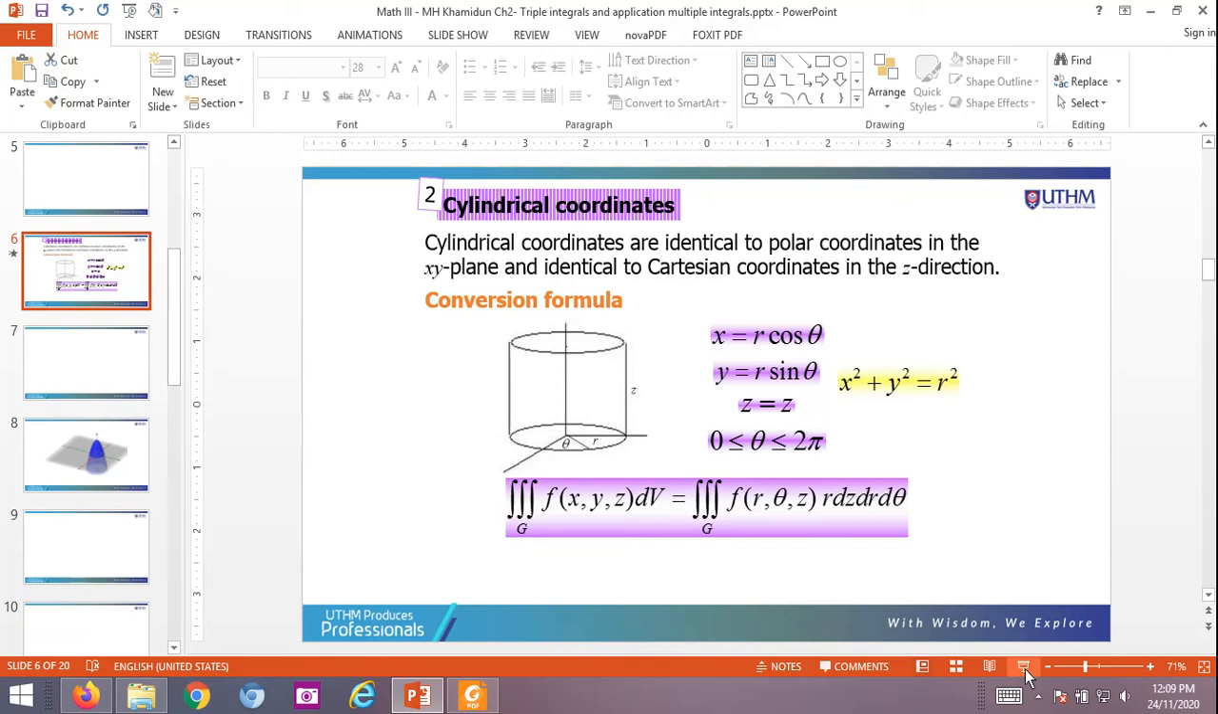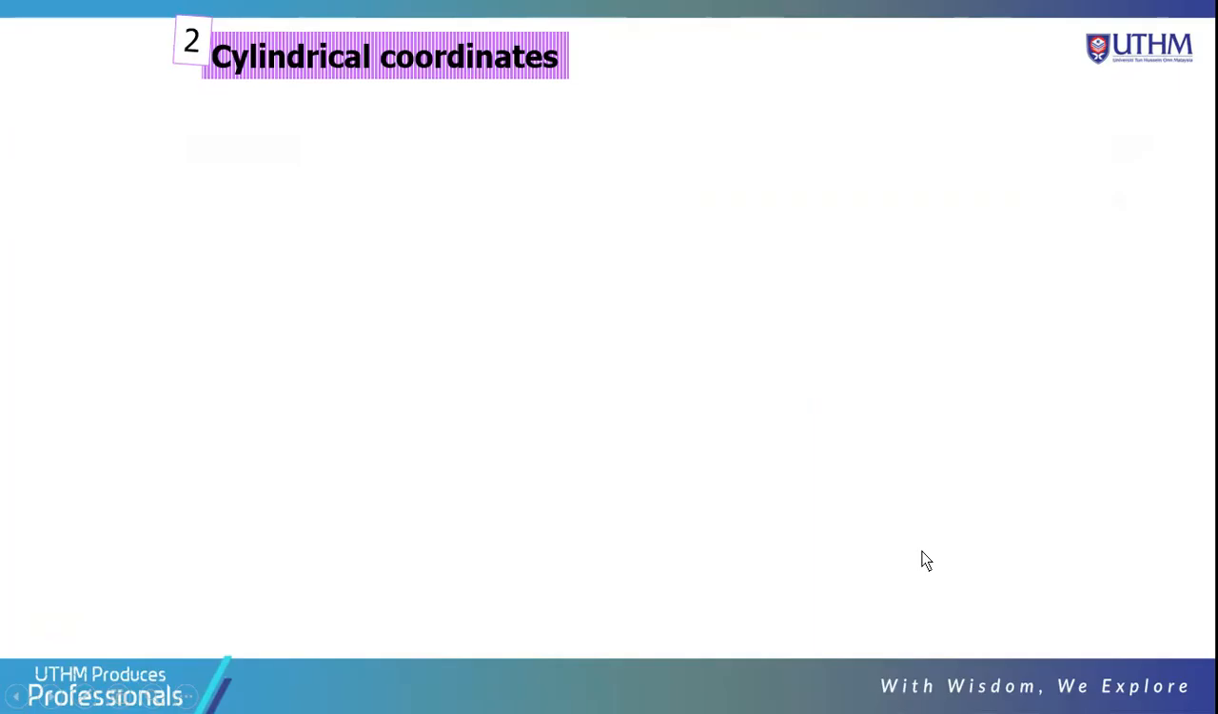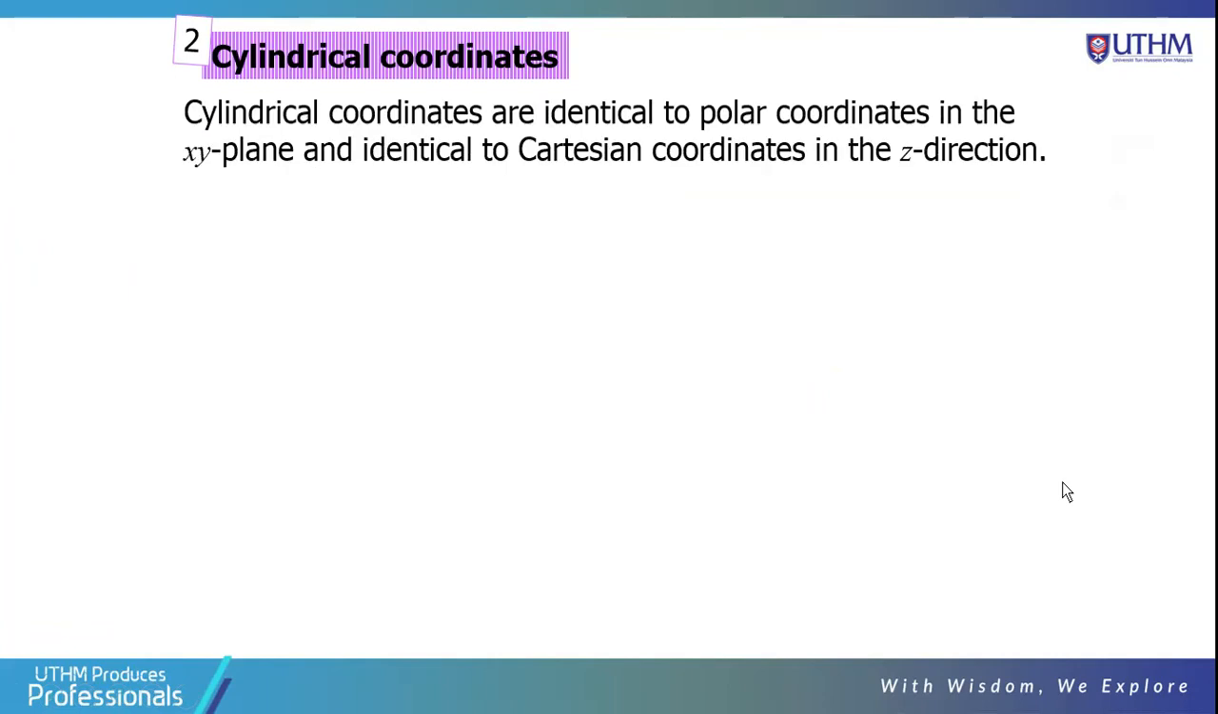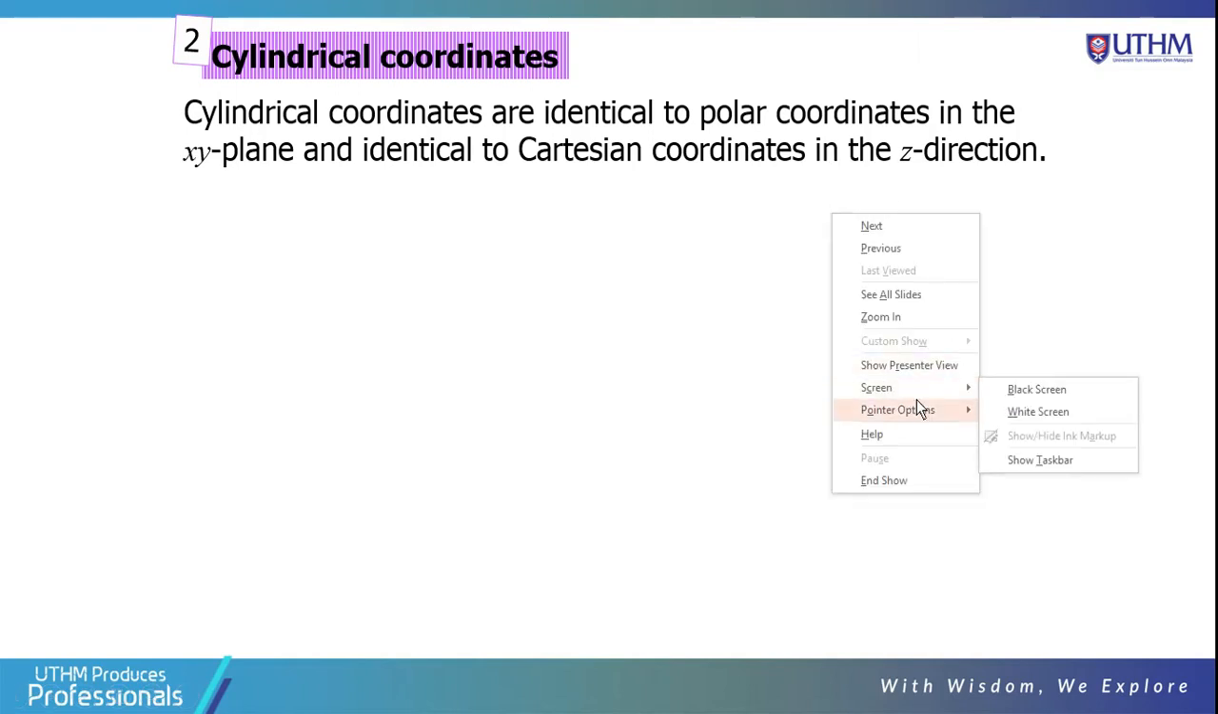And very good morning. So we continue for the second method, or second coordinate, that can be used to solve the triple integral. This one we call the cylindrical coordinates. What is the cylindrical coordinate? Cylindrical coordinates are identical to polar coordinates. This is the same as polar coordinates, but in 3D.